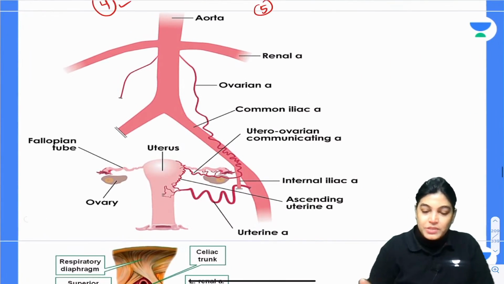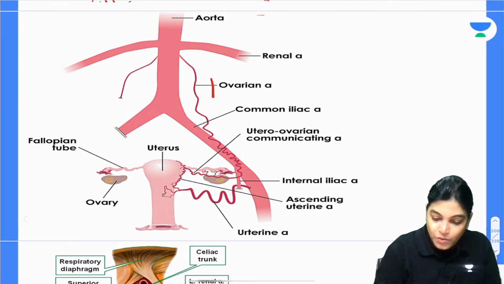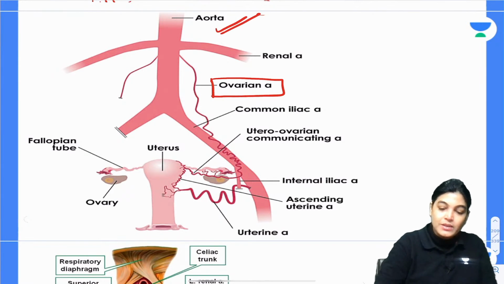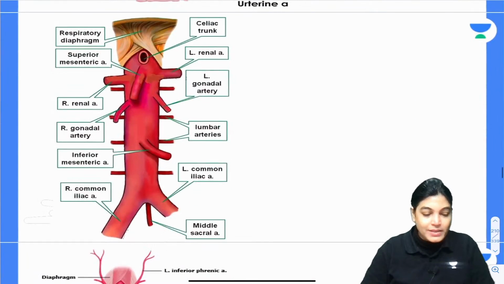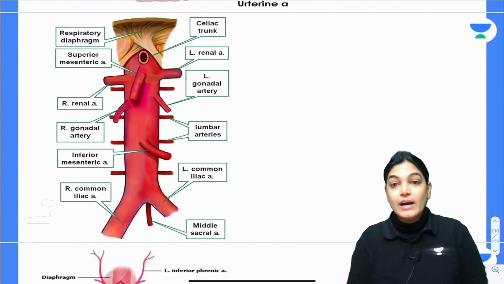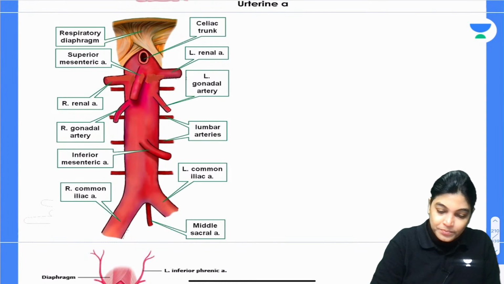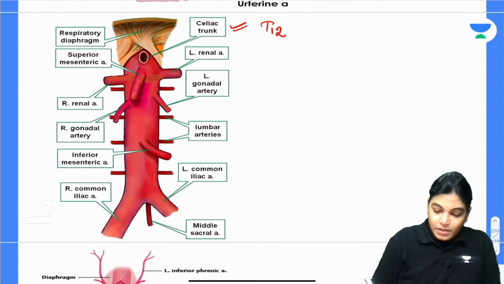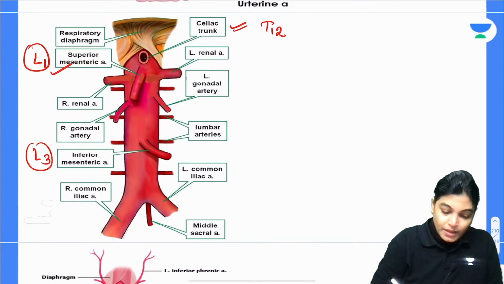Now what was mentioned in the answer was ovarian artery. So see this diagram. This is an ovarian artery and you can see it is directly the branch of abdominal aorta. Now please quickly revise all the branches of the abdominal aorta. Let's talk firstly about the ventral branches of abdominal aorta. Celiac trunk is given at the level of T12, superior mesenteric artery at the level of L1 and inferior mesenteric artery at the level of L3. These 3 are the ventral branches.